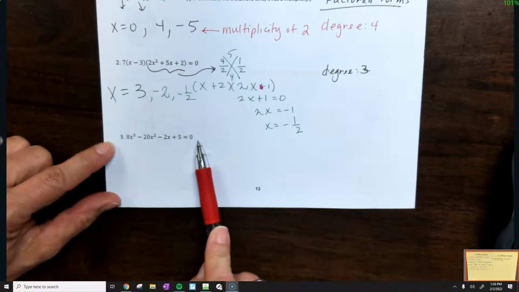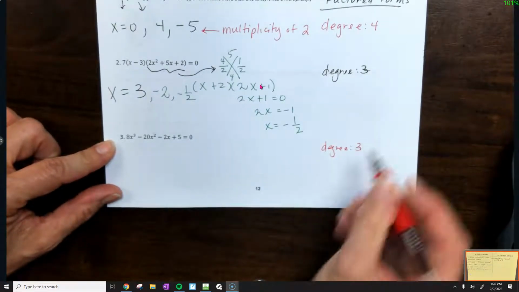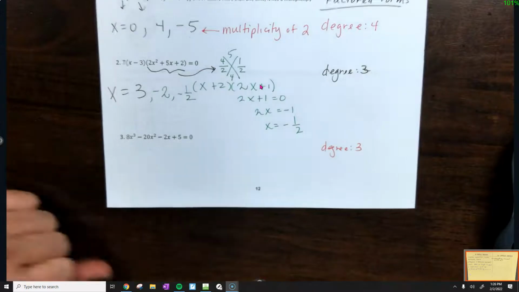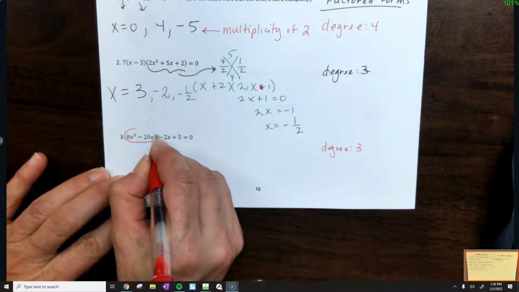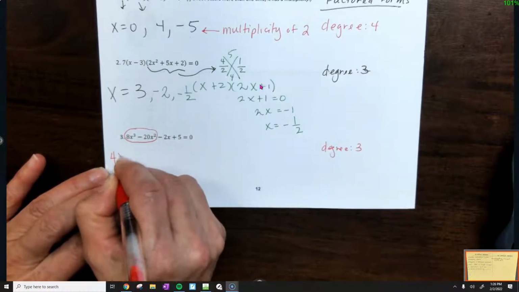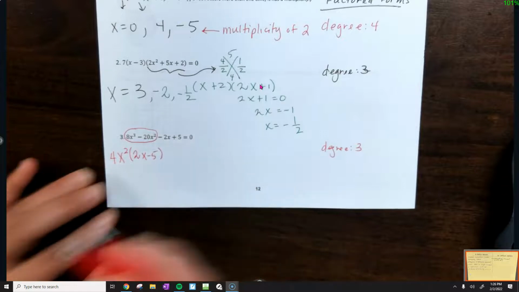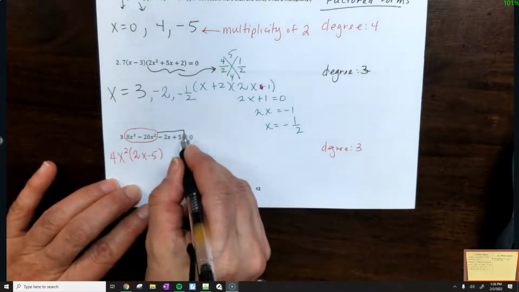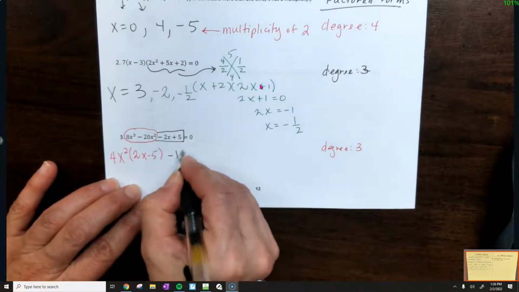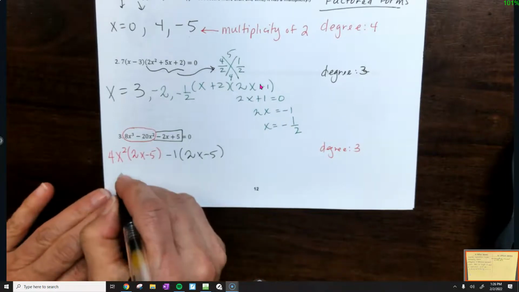For this last example, we know we have a degree of 3, and it looks like we're going to factor by grouping because we have 4 terms here. So when we group this term right here, the greatest common factor is x squared. That's going to leave 2x minus 5. For the other group, we have a leading negative number. We have to factor that out, and now we see that we have 2 matching binomials.